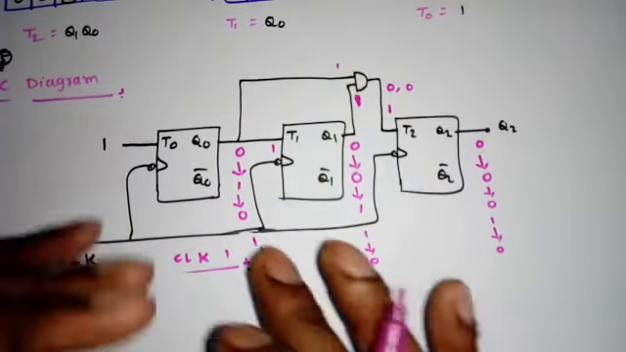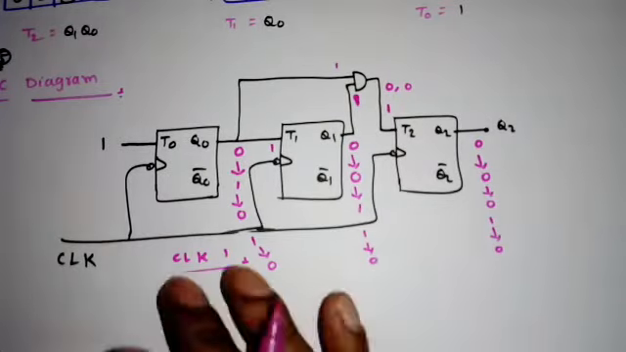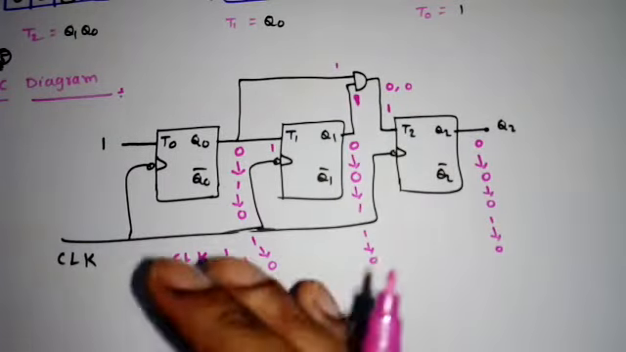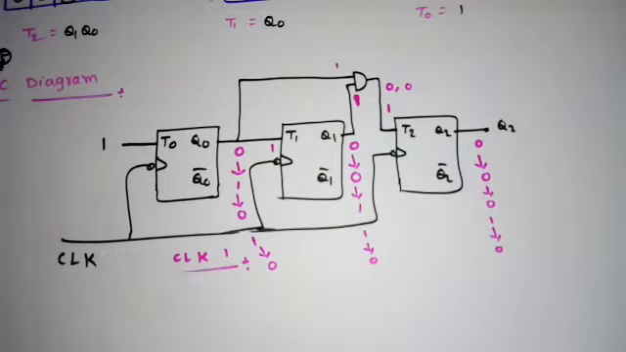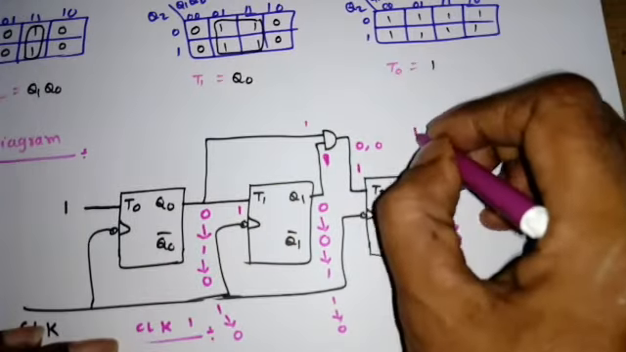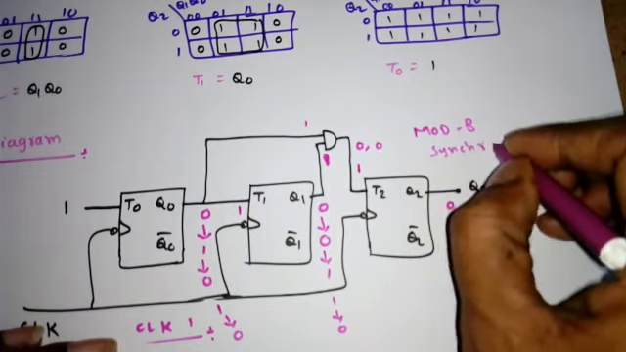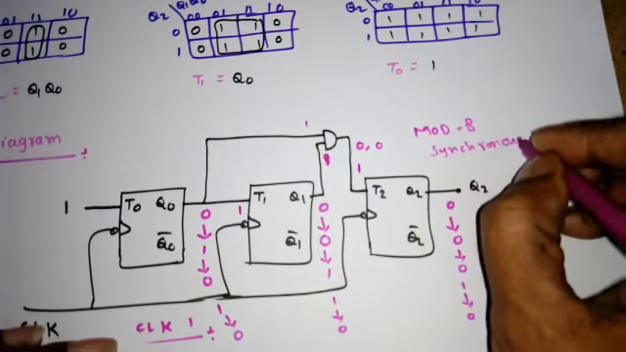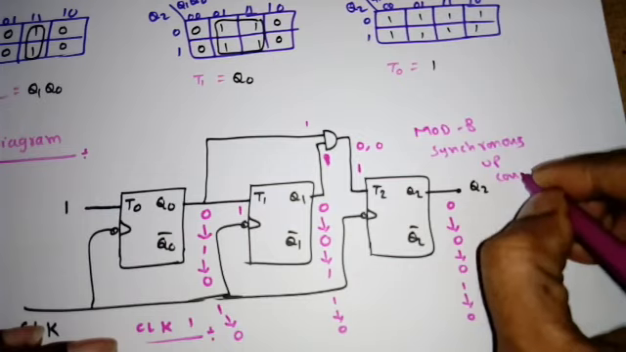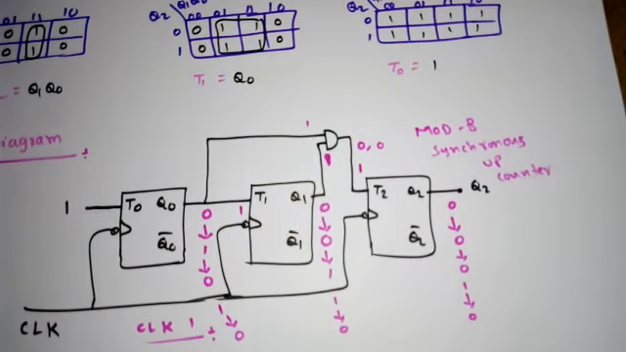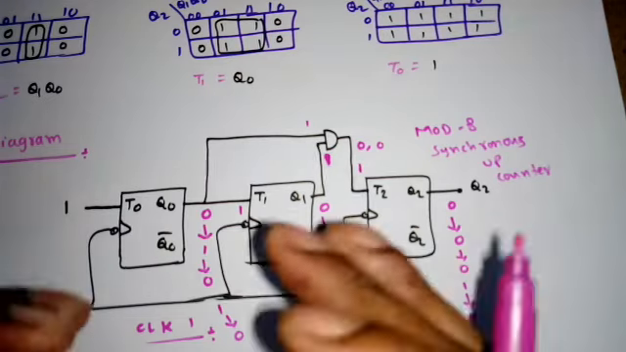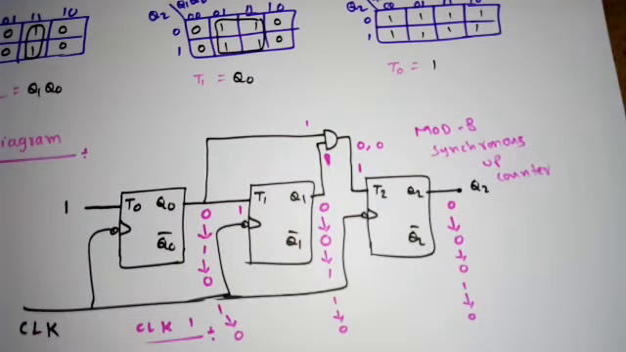So this is the verification of this 3-bit up counter, which is synchronous, or we can say modulus 8 synchronous up counter, right? The same mod 8 synchronous up counter can be designed using D flip-flop, can be designed using JK flip-flop also. You can try on your own. If you are getting any problem, please post a comment.